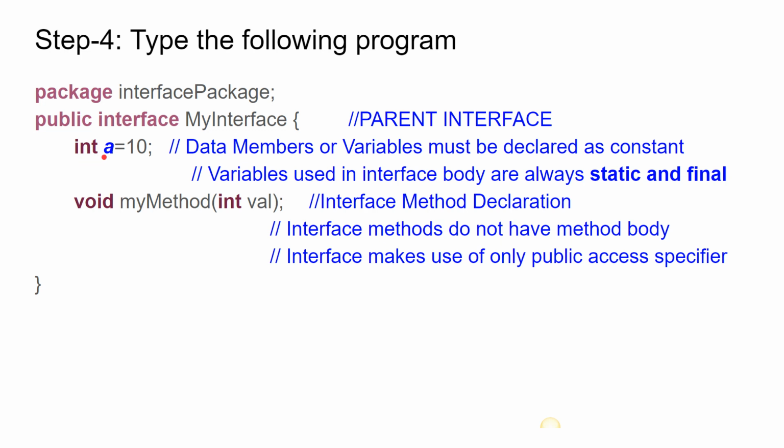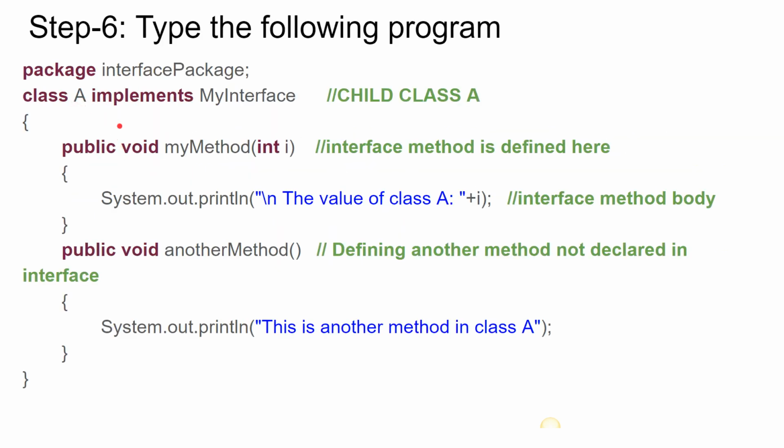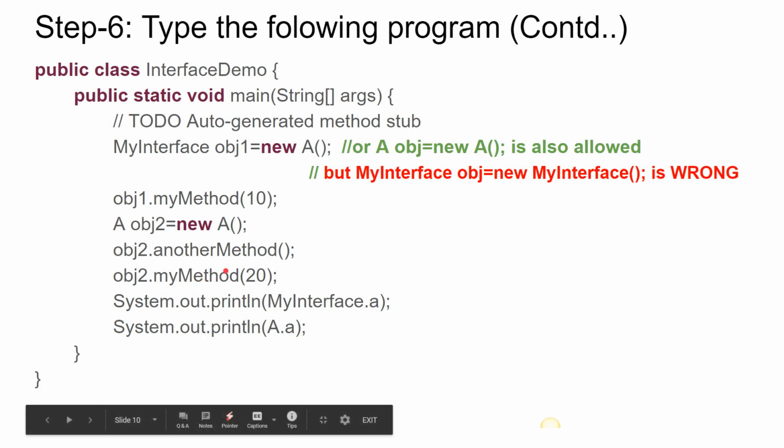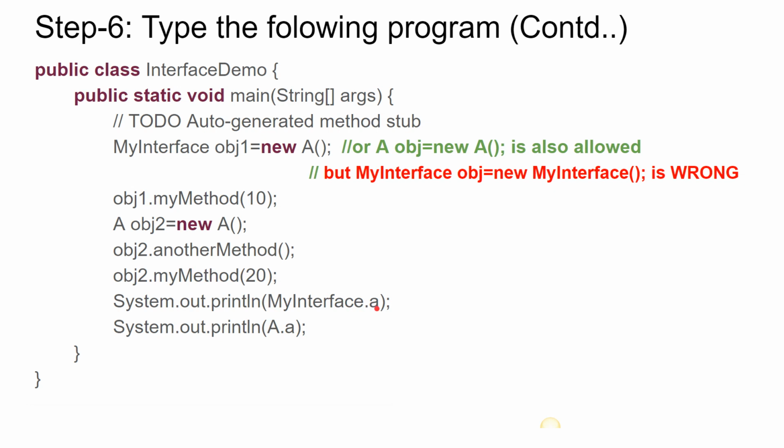In an interface, even if the variable is not declared as static and final, implicitly they are static and final. So this is also a member of class A. Variable A is also a member of class A. My method, another method, and A are members of class A. Now we have the objects obj1 and obj2, and using these we can access these methods and variables. To access this static variable, you don't have to create the object because it is static, right?